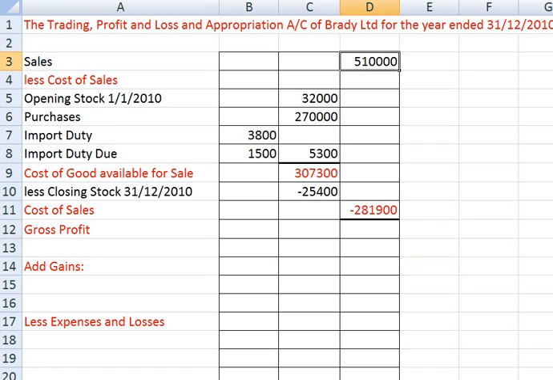So I have my sales figure, I have my cost of sales figure. So I take my cost of sales from my sales, and I get my gross profit. The gross profit is the profit you make from your trading activities, from your buying and selling activities.